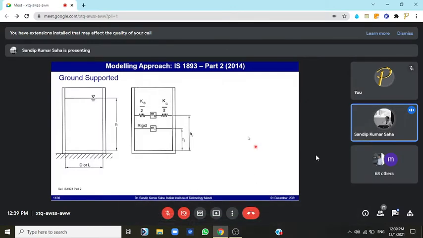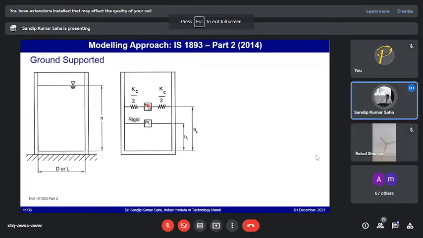One is the convective mass, and another one is the rigid mass. So I will spend a little bit more time on this approach because the code recommendations are quite effective for day-to-day design of simple tanks, and we'll focus on two types of tank structures. One is cylindrical or circular in plan, and one is rectangular.